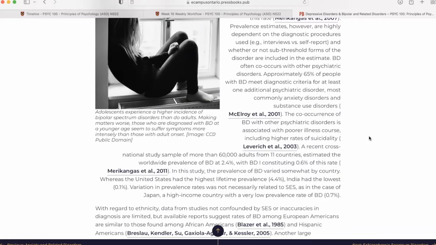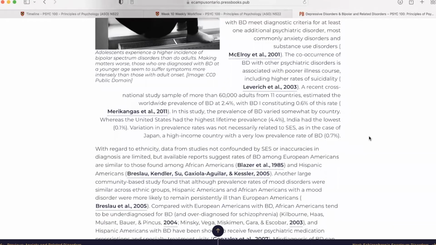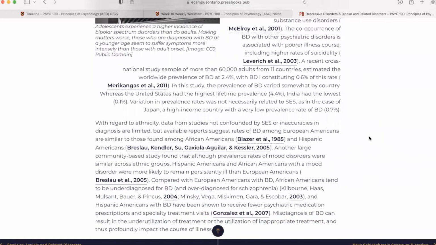rates of suicidality. A recent cross-national study sample of more than 60,000 adults from 11 countries estimated the worldwide prevalence of BD at 2.4%, with BD1 constituting 0.6% of this rate. In this study, the prevalence of BD varied somewhat by country. Whereas the United States had the highest lifetime prevalence, 4.4%, India had the lowest, 0.1%. Variation in prevalence rates was not necessarily related to SES, as is the case of Japan, a high-income country with a very low prevalence rate of BD, 0.7%.